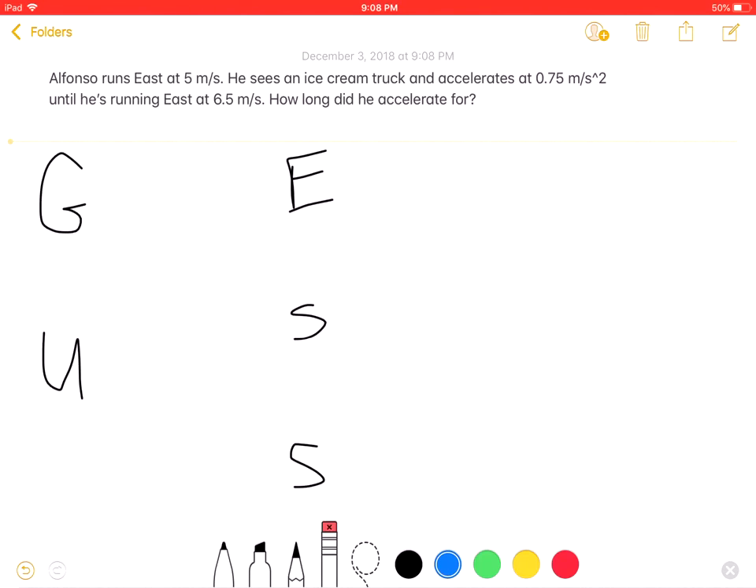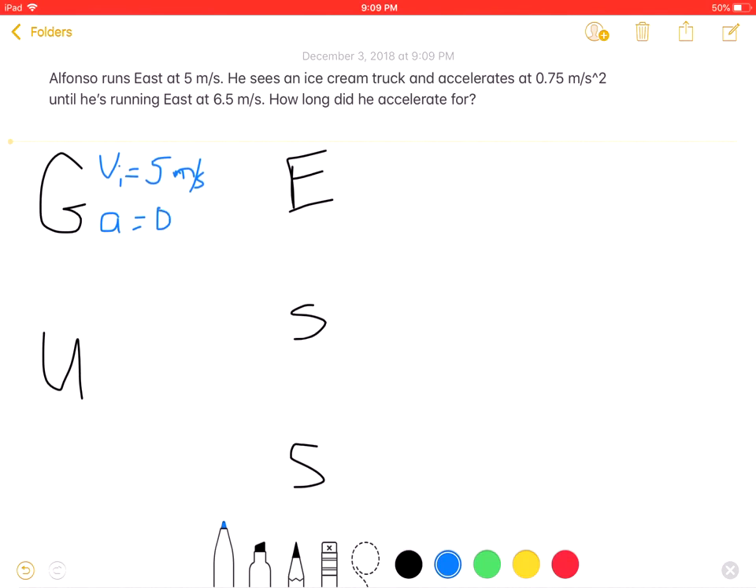So the very first thing we're going to do is write down our GUESS method. And of course it's G, given; U, unknown; E, equation; S, solve for the unknown; and S, substitute. So we know that our initial velocity VI is 5 meters per second because it gives us right there: Alfonso is running east at 5 meters per second. That's his current state, so that's always our present, initial velocity.